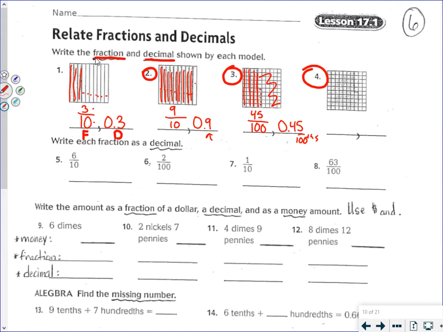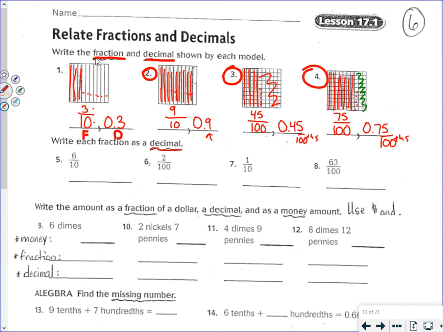1, 2, 3, 4, 5, 6, 7. 1, 2, 3, 4, 5. 75 out of 100. 75 hundredths. So 0.75 because this ends in the hundredths place value. All right, so now it wants us to write a fraction as a decimal.